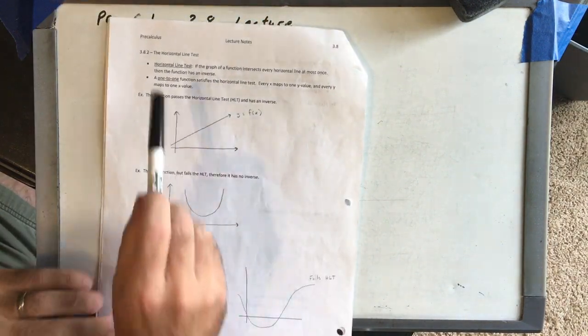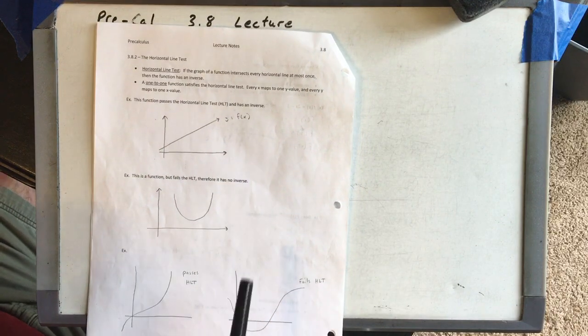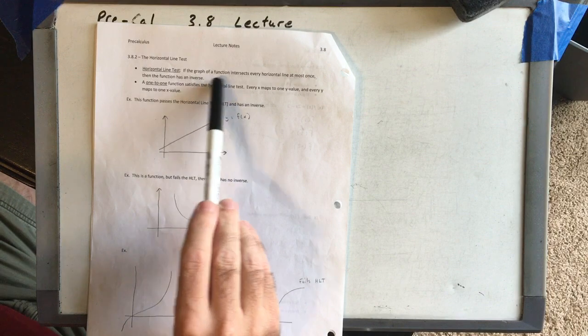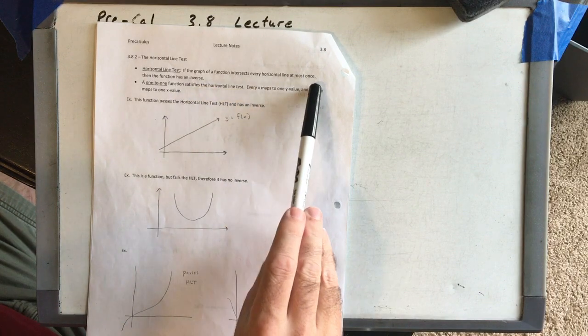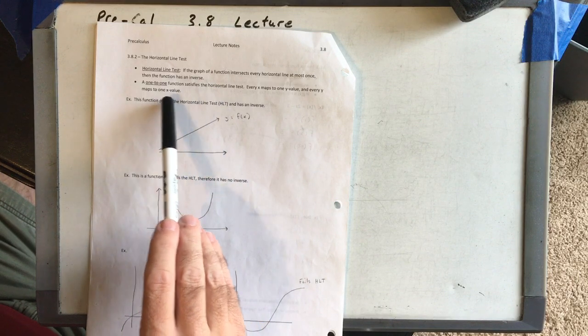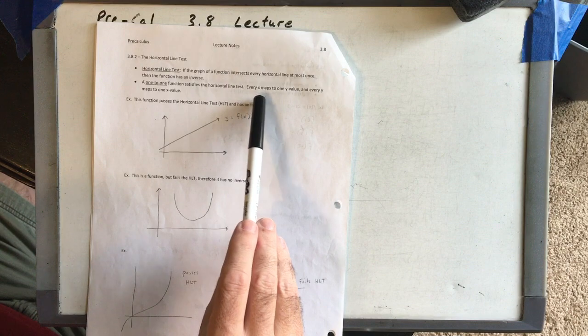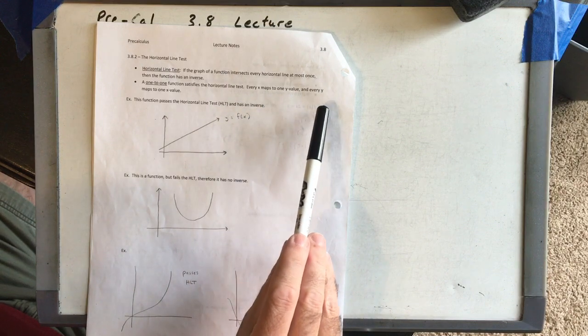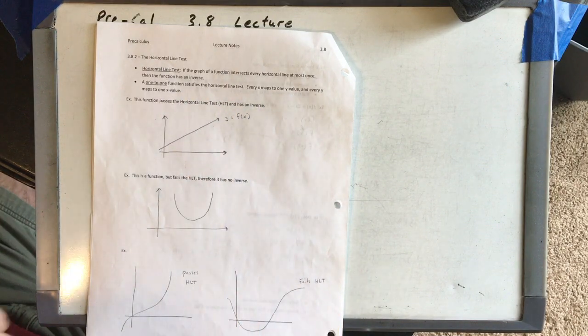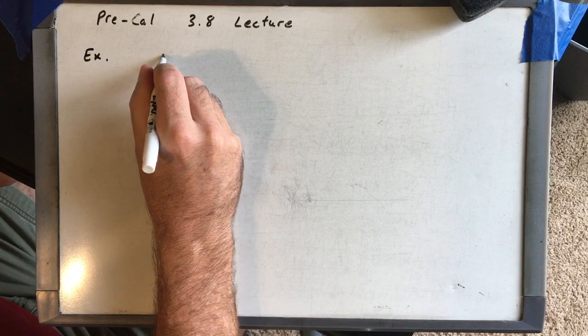So we're going to have the horizontal line test. And you see you're going to be drawing graphs on this page. So if the graph of a function intersects every horizontal line at most once, then the function has an inverse. A one-to-one function satisfies the horizontal line test. Every x maps to one y value, and every y maps to one x value. All right, so let's draw these graphs. Okay, the first one.